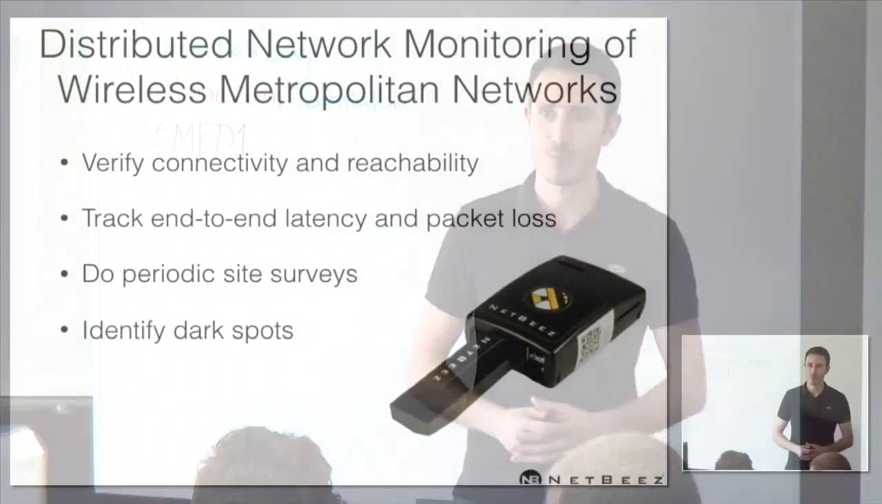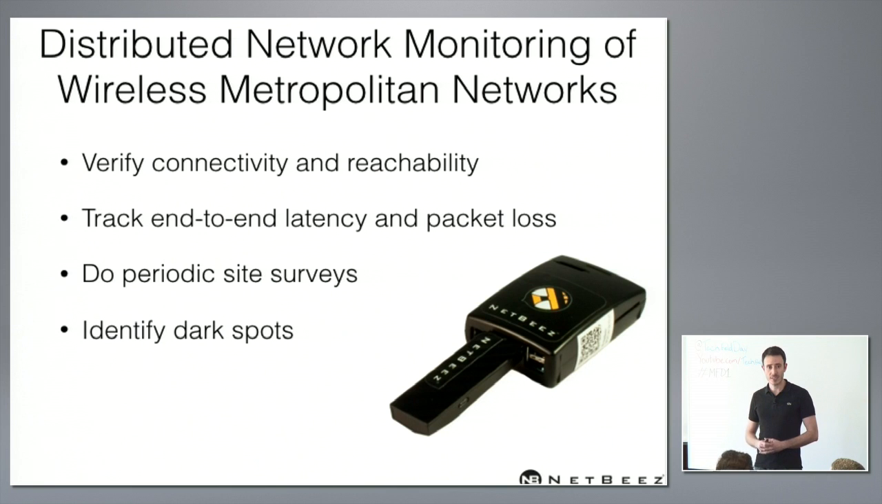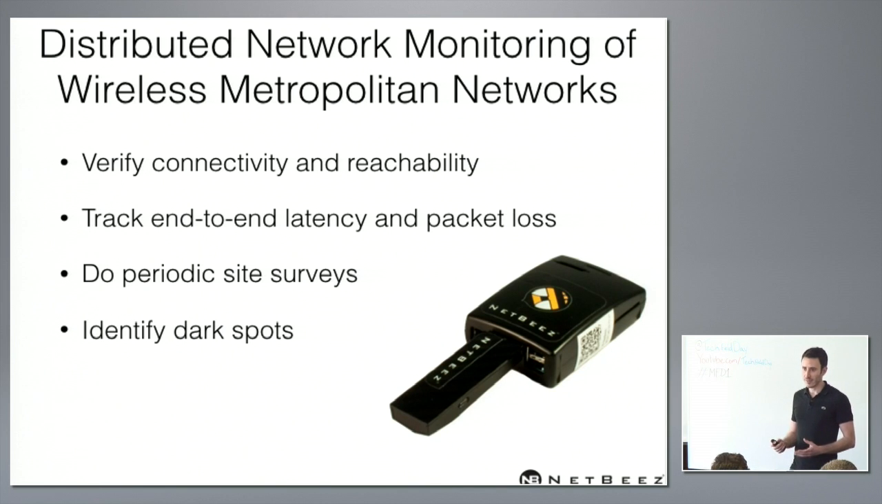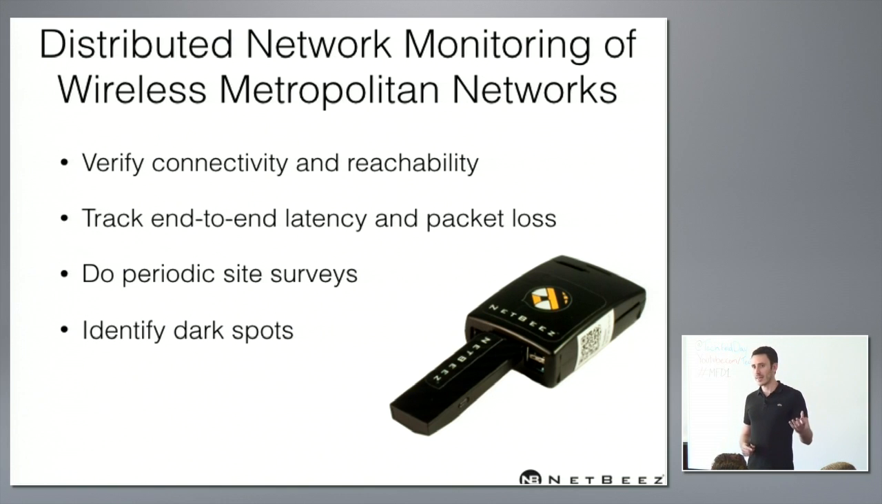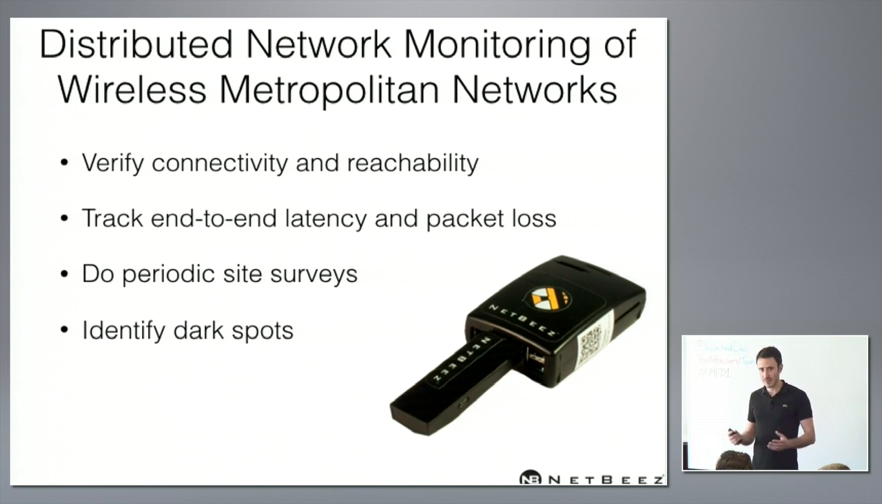So how does distributed network monitoring come into play? First of all, if we deploy hardware sensors equipped with a wireless card, we can, at multiple points of this mesh network, constantly verify connectivity and reachability. We don't have to hear users complain by surprise that they cannot connect to this network, or drive around with a vehicle and do a site survey. We can, 24/7, virtually every second, be aware of the status of this network throughout the metropolitan area, throughout the city, see if the service is available, and make sure we can reach the internet and the default gateway. Second, we can also track end-to-end latency.